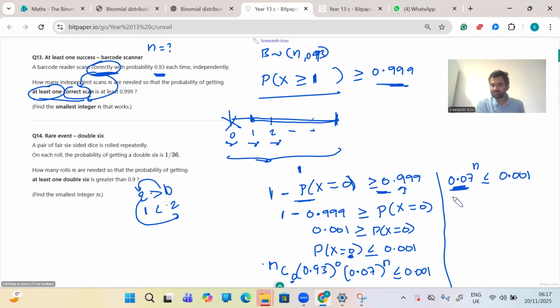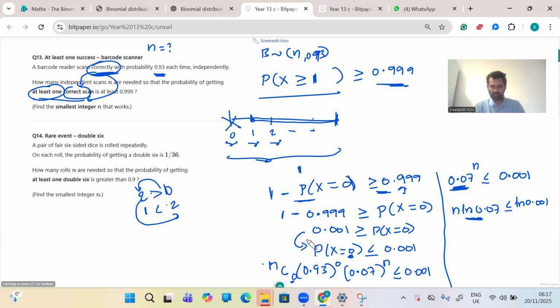Or you can use your logarithms. If you apply ln to both sides, it becomes n ln 0.07 less than or equal to ln 0.001, because the power comes in front. Then you divide both sides by this. Remember, when you divide both sides, you need to check what this value is. If it is negative, as I told you when we were changing the sides, you change the inequality. This is the second case. When you are multiplying or dividing by a negative, again the inequality changes.